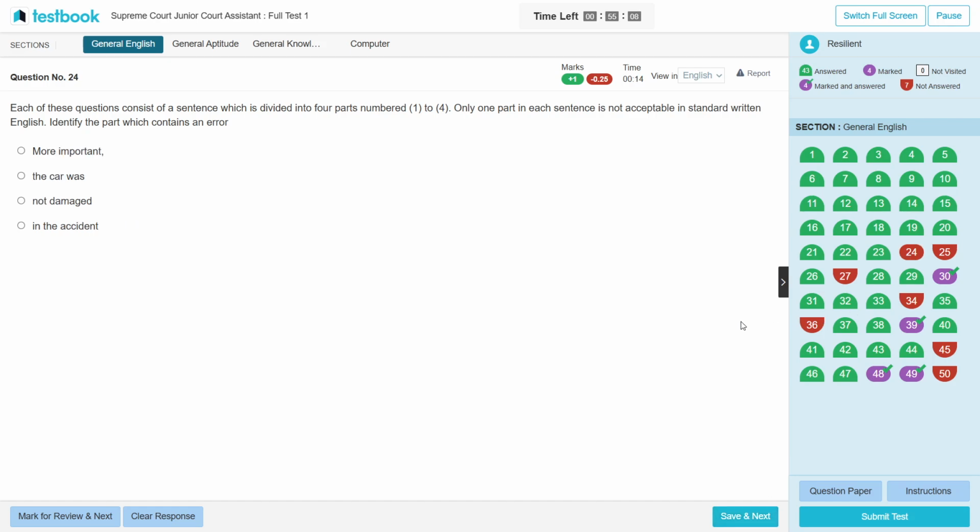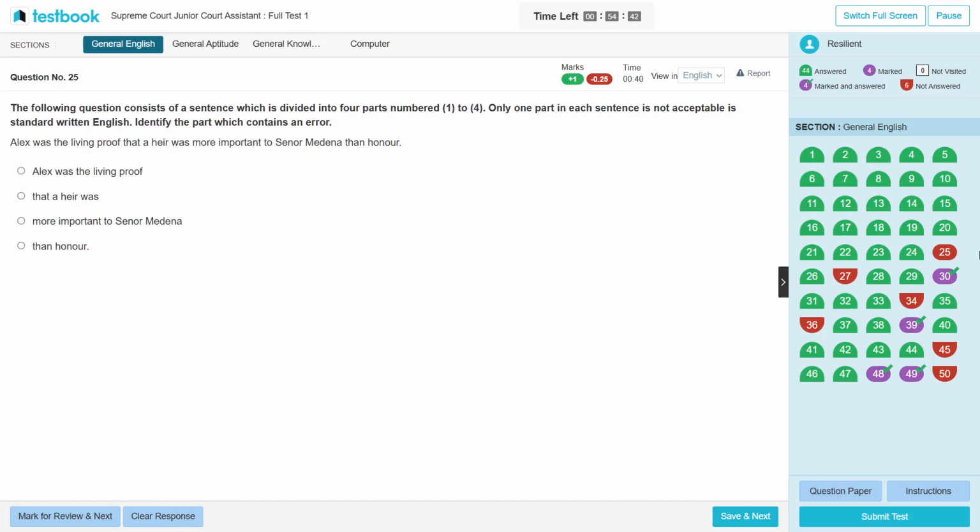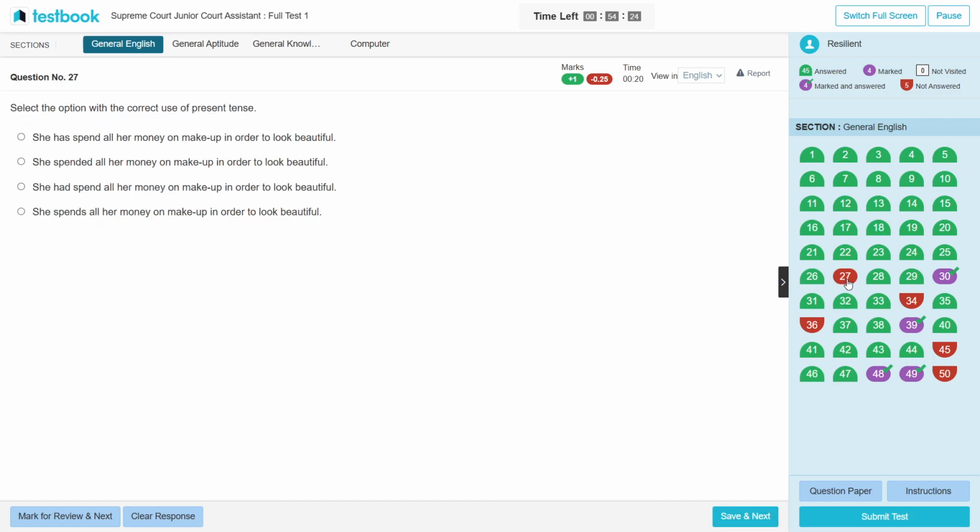More important was the car. More important was the... Alex was the living proof that a hair was more important than... She has spent, spent, no, present. Correct use of present tense.